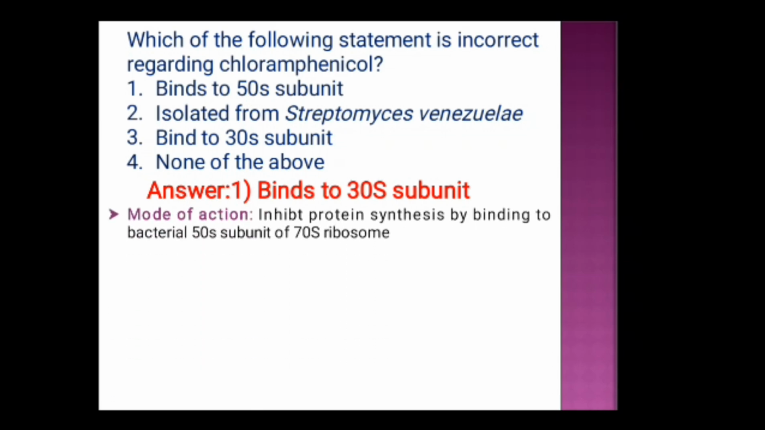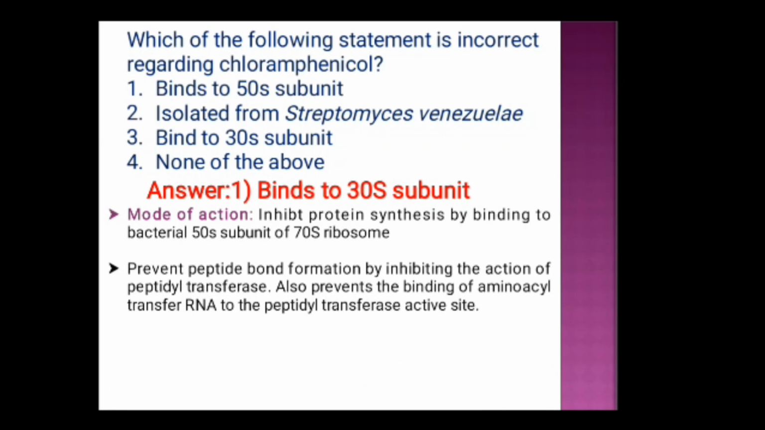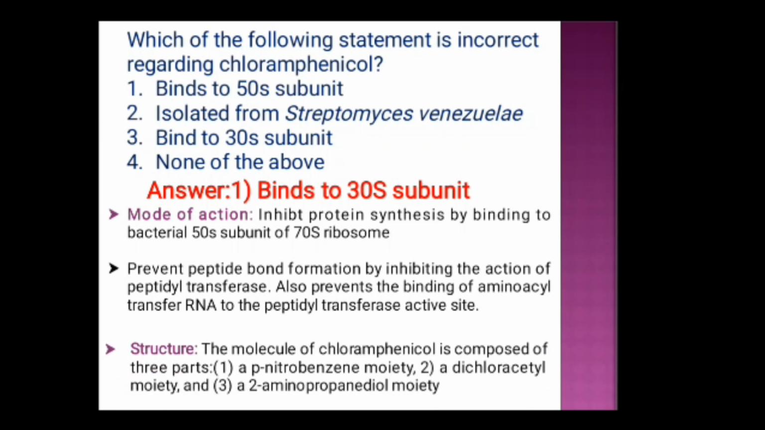The chloramphenicol inhibits protein synthesis by binding to 50S ribosomal subunit of 70S ribosome. It prevents peptide bond formation by inhibiting the action of peptidyl transferase. Also prevents the binding of aminoacyl tRNA to the peptidyl transferase active site. The molecule of chloramphenicol is composed of 3 parts. One is para-nitrobenzene moiety, second is dichloroacetyl moiety, third is 2-amino-propanediol moiety.